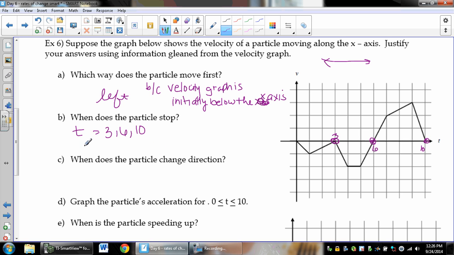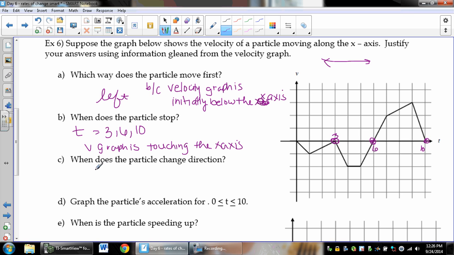How did we know that? The velocity graph is touching the x-axis. Notice I didn't say that the velocity graph crossed the x-axis, because it didn't cross the x-axis here, nor did it cross it there. It's just touching the x-axis.